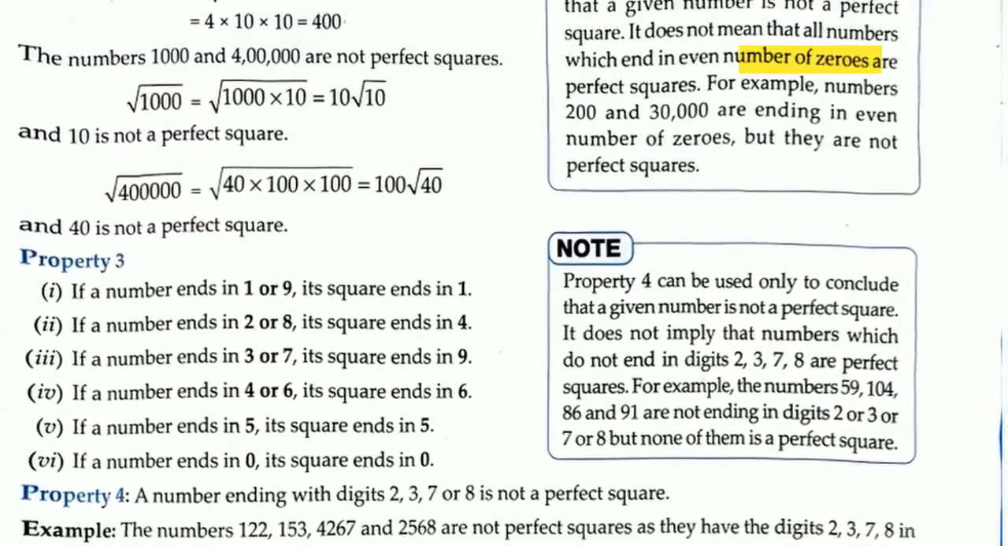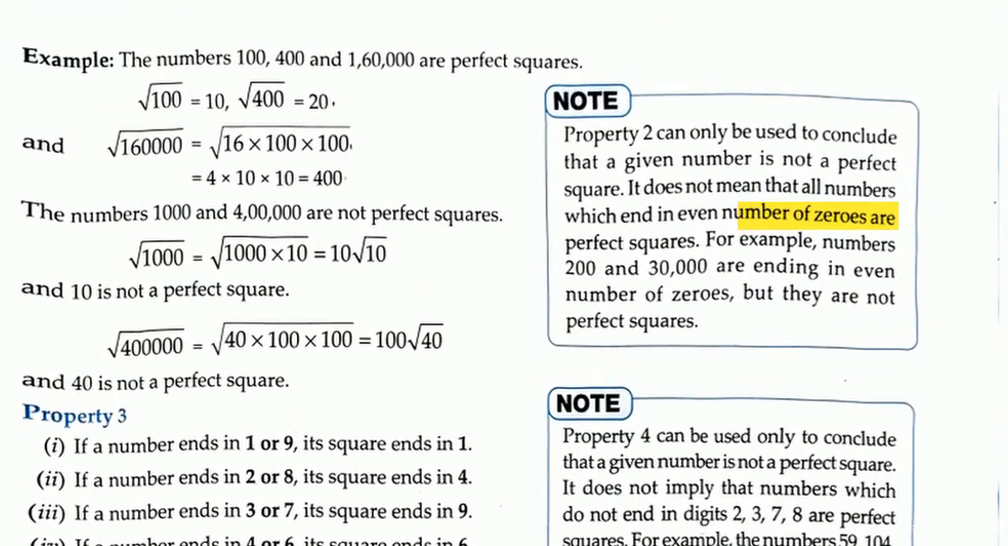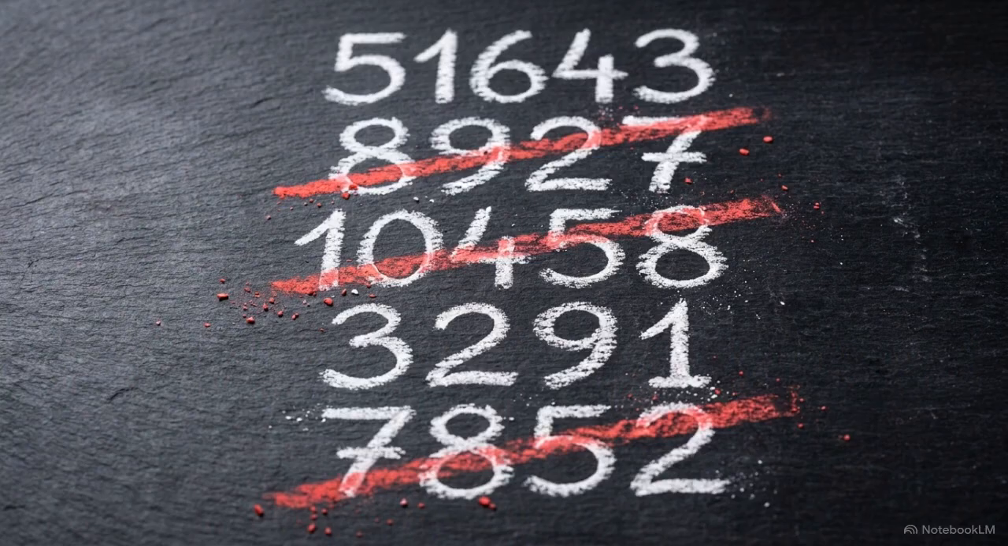Finally, property 2 states a square can only end in pairs of zeros. An odd number of zeros means it can never form a perfect square. These ending digit patterns function as an immediate filter. They help you strike out incorrect answers before you ever start a heavy calculation.